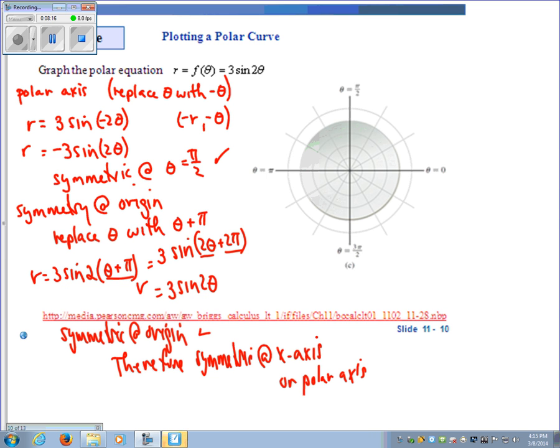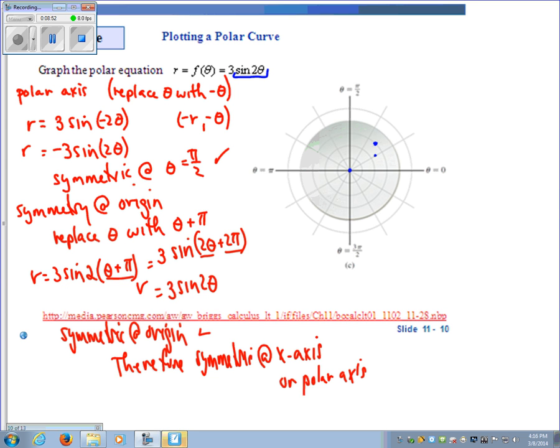If theta is 0, I'm going to end up having the r value is 0, so I'd be right here. If theta is equal to pi over 6, then I'm going to have sine of pi over 3, which is 0.86, so r is going to be 2.6, which will be somewhere out here. The largest this will be is when that angle is pi over 2, so it'll be at the value of pi over 4 for theta, and that's going to be at 3, so it's going to be out here.